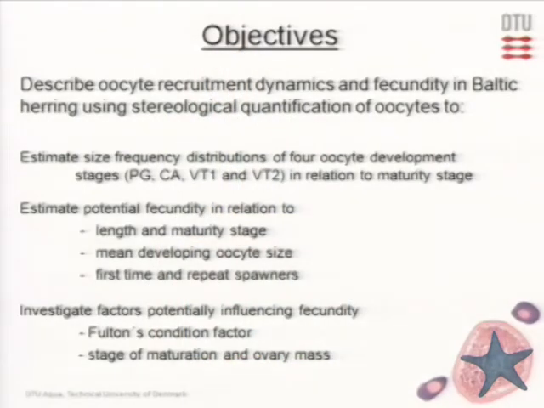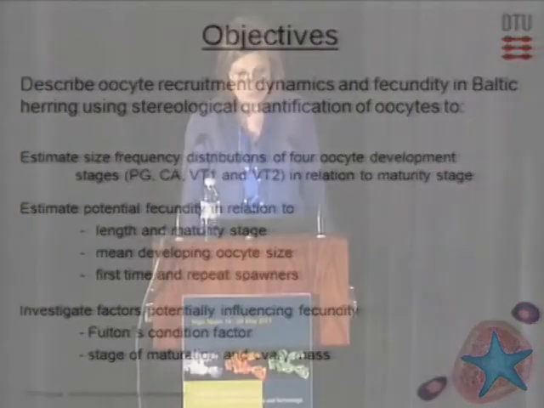The objectives of the study are to describe the oocyte dynamics and fecundity in Baltic herring using stereological quantification of oocytes. We want to estimate the size frequency distribution of 4 oocyte development stages: primary growth oocytes, cortical alveoli oocytes, early vitellogenic and late vitellogenic oocytes in relation to maturation stage.